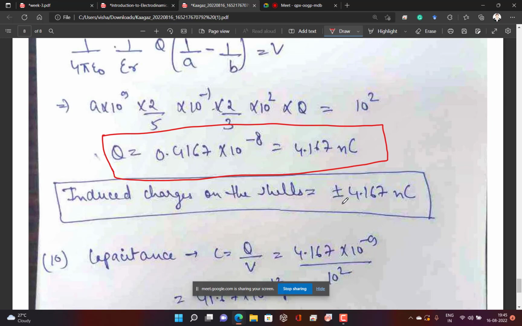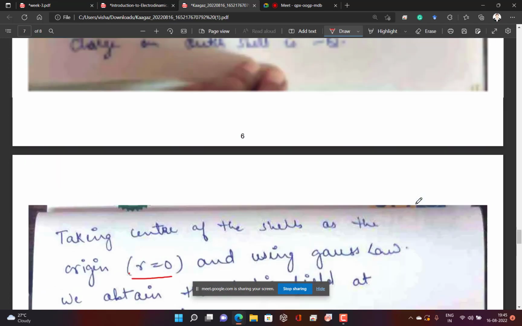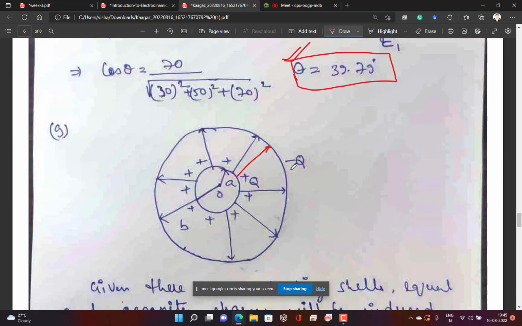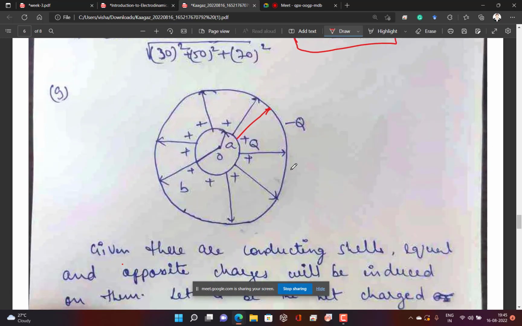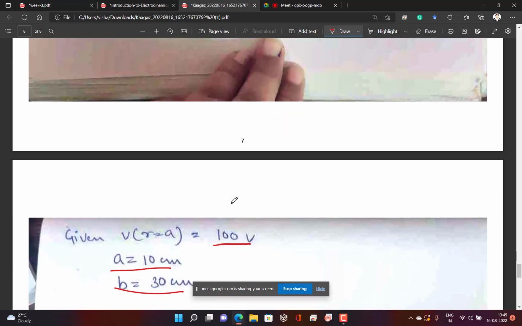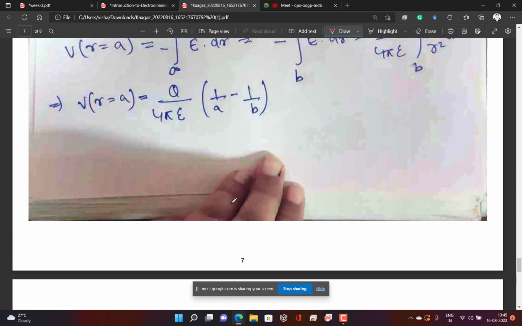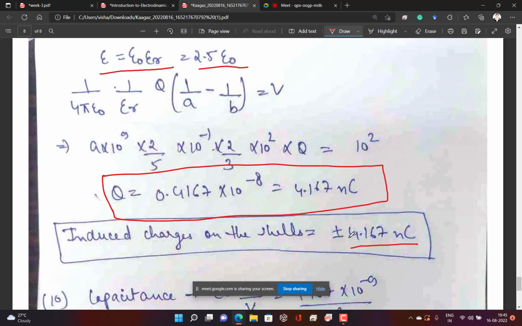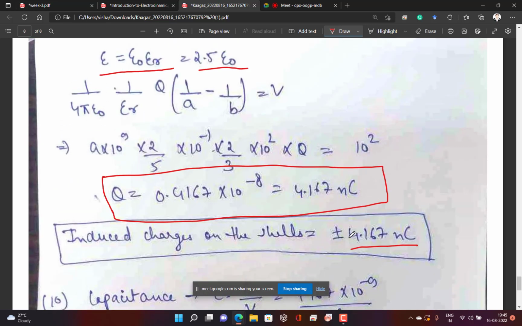So the induced charge on the shells will be plus or minus 4.167 nanocoulombs. That is, the inner shell will have plus and the outer shell will have minus, or it depends on how you take the signs. The other shell has the opposite sign. Okay. So the induced charge on the shell will be plus or minus 4.167 nanocoulombs. Is there any problem you have? Any doubt you have till now?